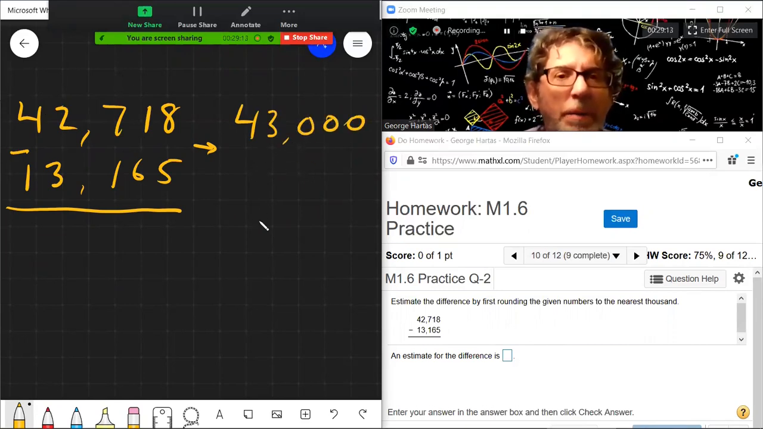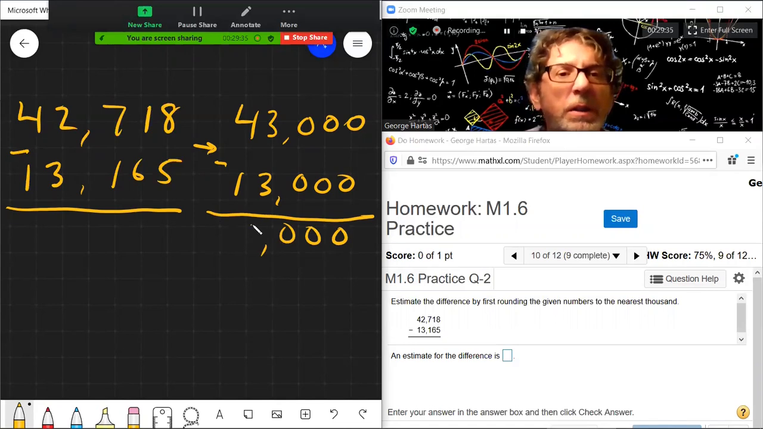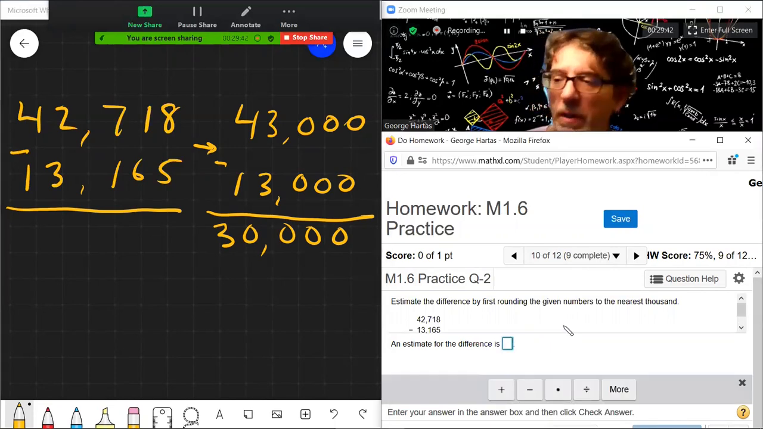The comma is optional. And then, again, we're doing the 1,000, which is this digit, the 3. Then we have a 1 next to it, so this stays as a 3. 13,000. 43,000 minus 13,000. So the difference, which means subtraction, is 30,000.